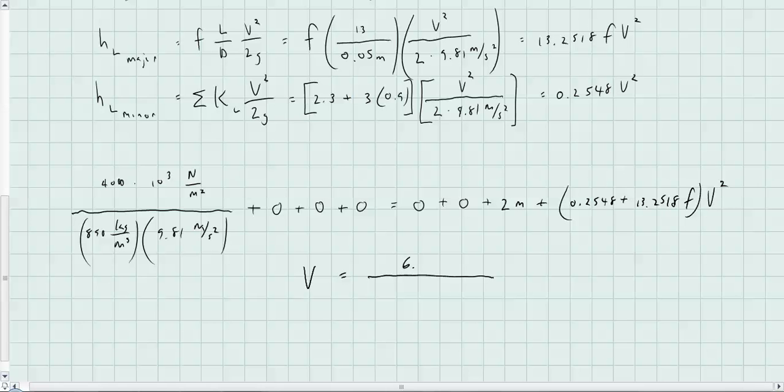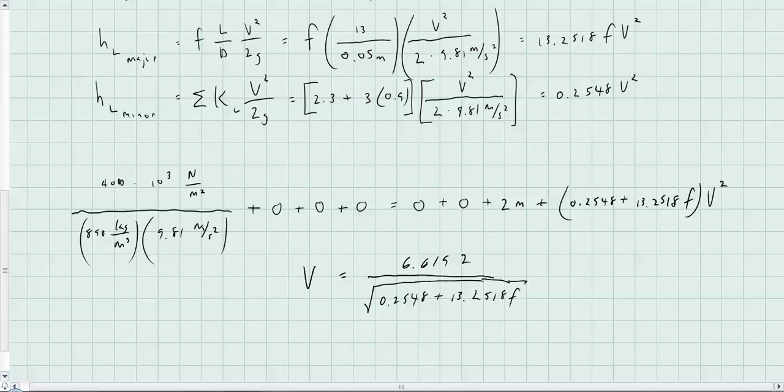So 6.6192 divided by the square root of 0.2548 plus 13.2518 times the friction factor.